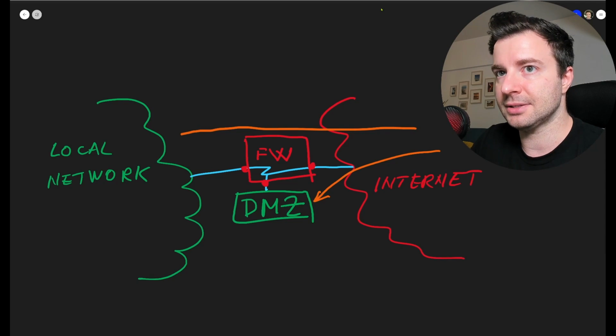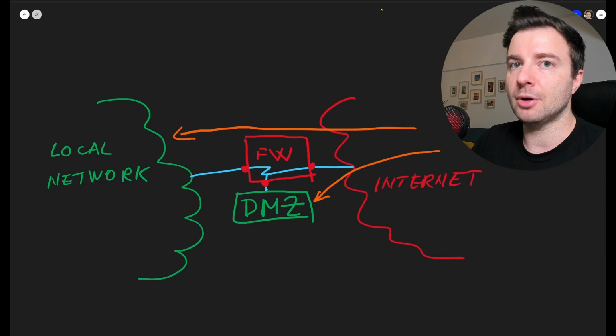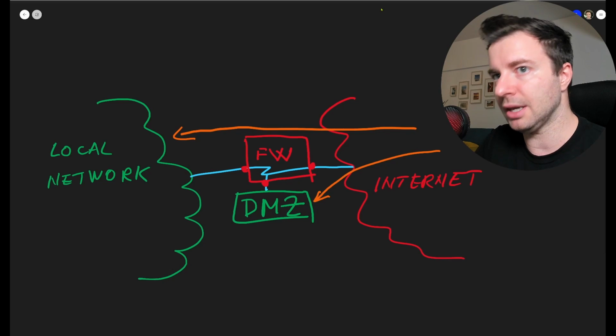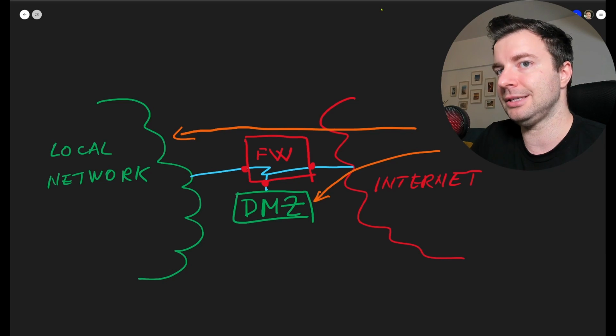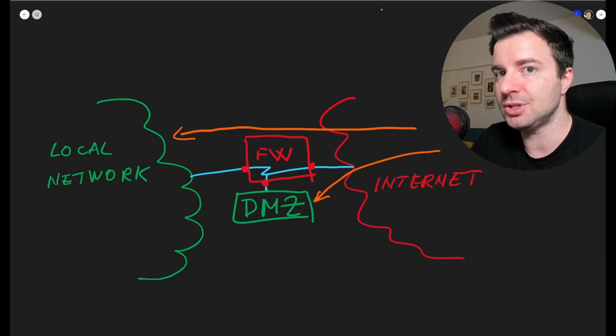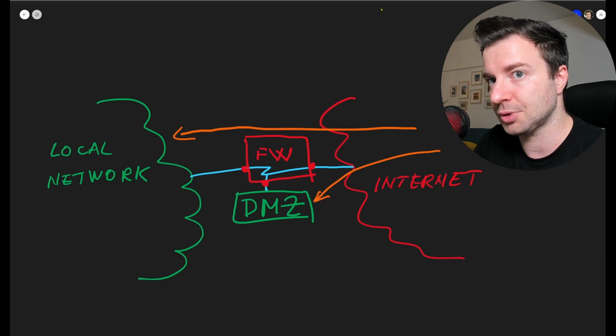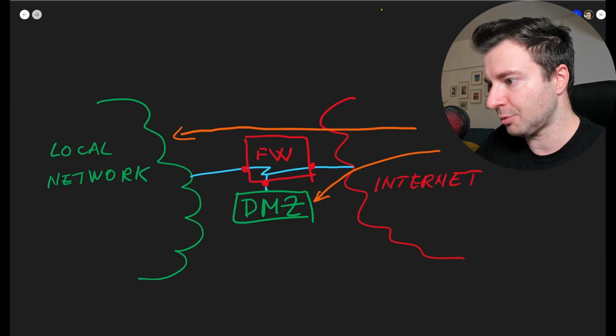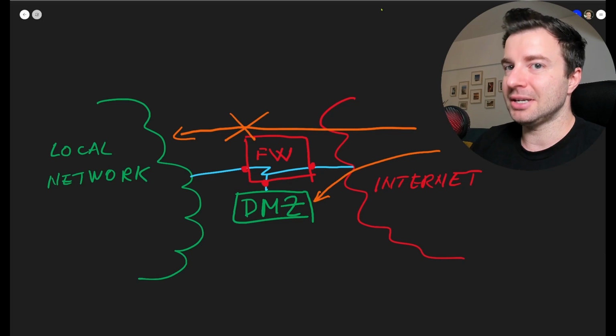Now, on the other hand, of course, traffic coming from the internet and heading to our local network is going to be denied by default, because that's exactly what we don't want. We want to protect the local network from outside traffic. That's why we took the DMZ outside. So we're going to deny this.